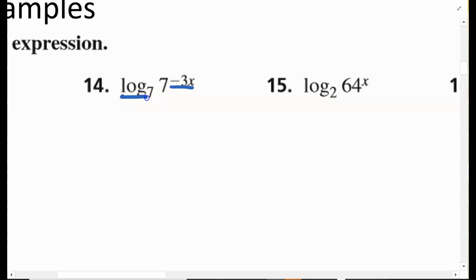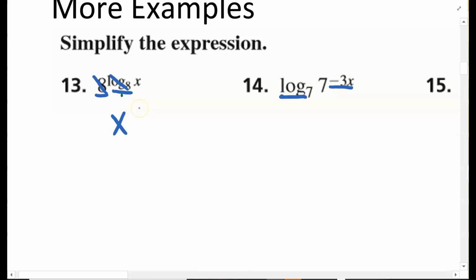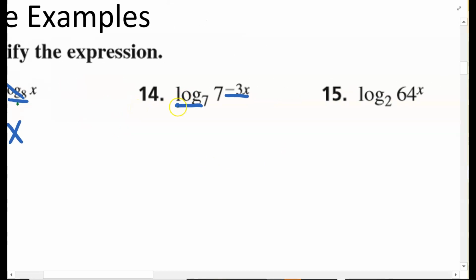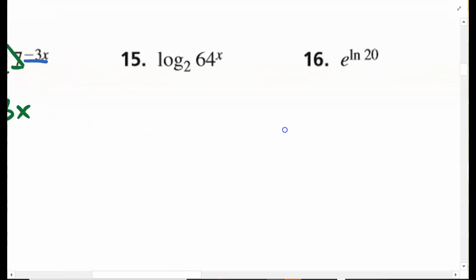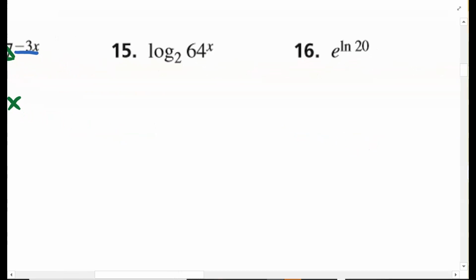So what effect does the log base 7 have on the base of 7? Let's use a different color. Sorry about that. It cancels it. So these cancel, leaving us with negative 3x as our solution. Now, I said solution, but all we're really doing right now is simplifying these. So our solution is just the simpler form. This is very similar to example B.